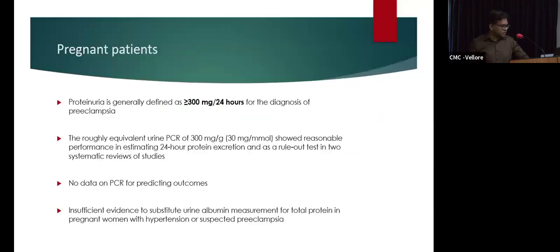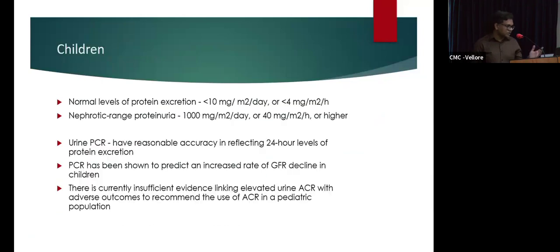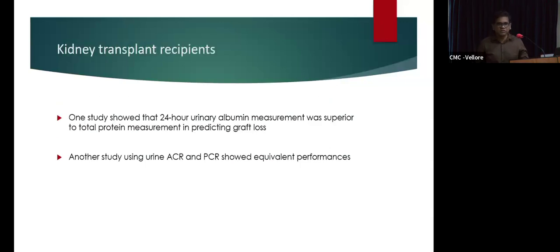In specific populations, in pregnant patients, proteinuria is more than 30 milligram per 24 hours. In children, the normal level is less than 4 to 10 milligram per meter square per hour. Nephrotic range is more than 40 milligram per meter square per hour, and PCR has accuracy with 24-hour but not ACR. And in transplant patients we use only 24 hours, not even a PCR.